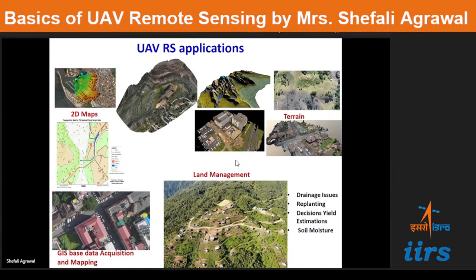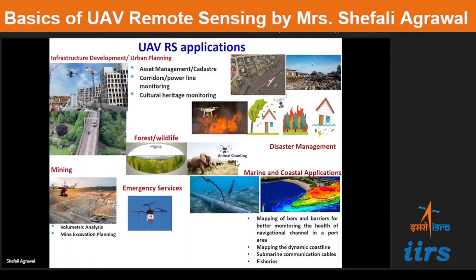So various applications, since this provides you with very, very high resolution information. It can also be used effectively for land management, like drainage issues, replanting, yield estimations, for soil moisture estimations. They also have a significant role in infrastructure development, monitoring and urban planning, like asset management, urban cadastre as well as rural cadastres, corridor and power line monitoring, heritage site monitoring, if there is damage or any kind of it can be used effectively.